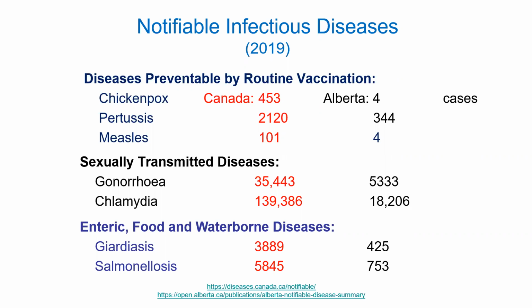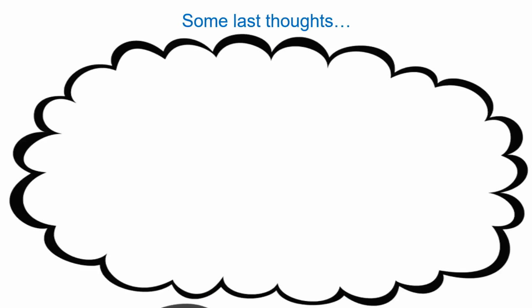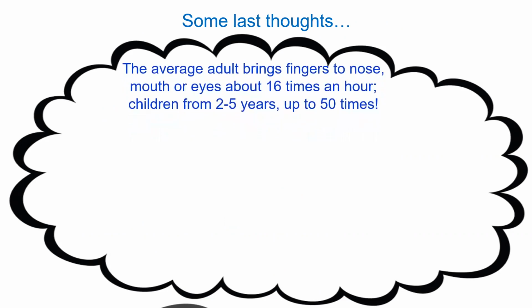A couple other things for today, and I think we're not really going to have enough time to do anything else, but some last thoughts, okay? The average adult brings fingers to nose, mouth, or eyes about 16 times per hour. Right? So next time you're in class, you're going to be sitting there with your hand like this. You're like, I'm not touching my face today. I'm not touching my face.